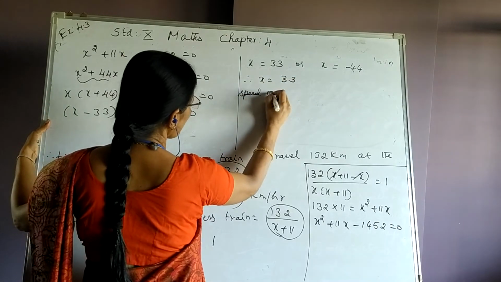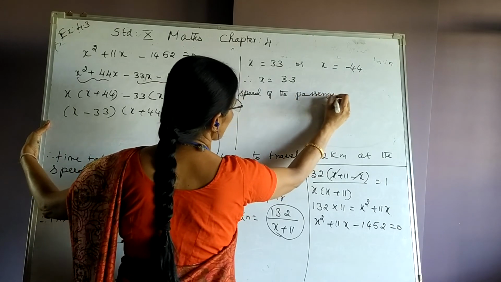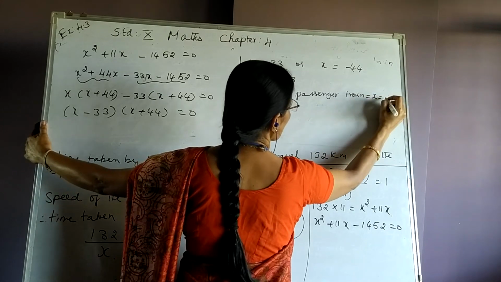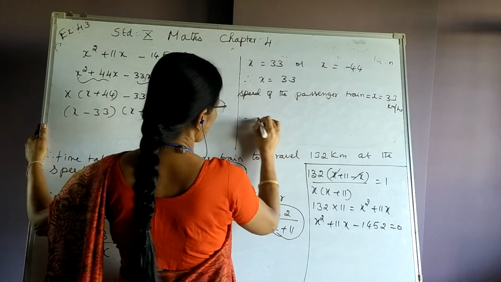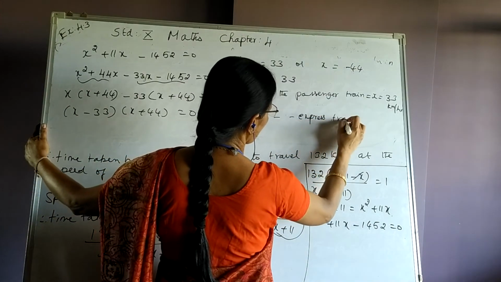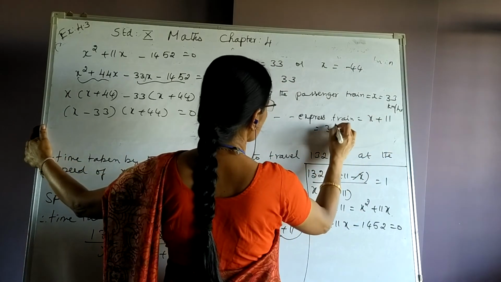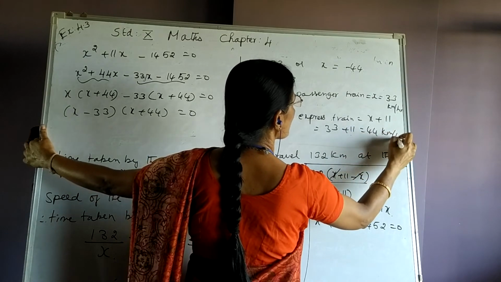Therefore, speed of the passenger train is, what is the speed of the passenger train we have taken? It is x, which is equal to 33 kilometer per hour. And speed of the express train is x plus 11. X is 33 plus 11, which is equal to 44 kilometer per hour.